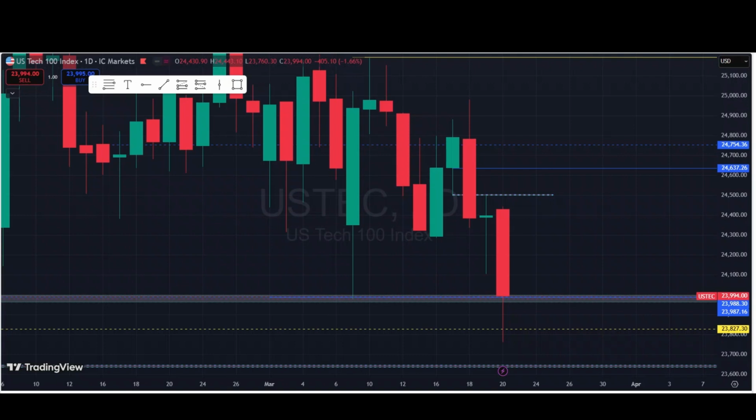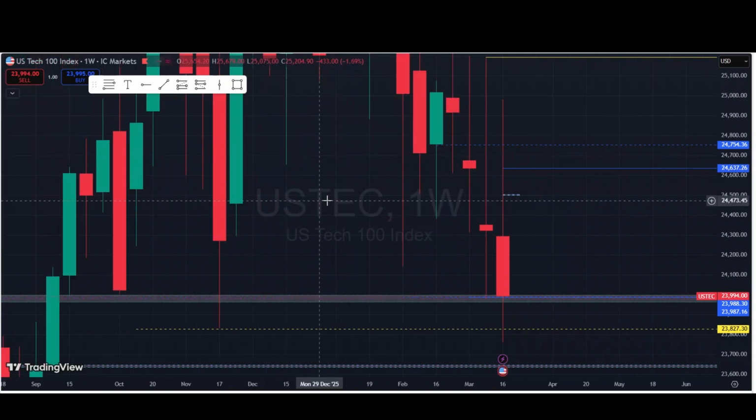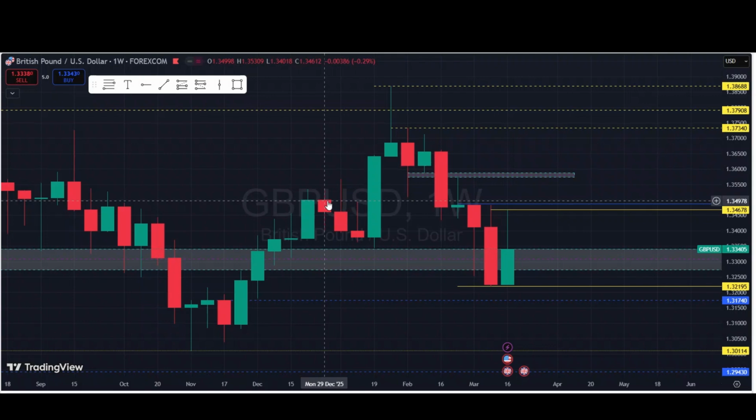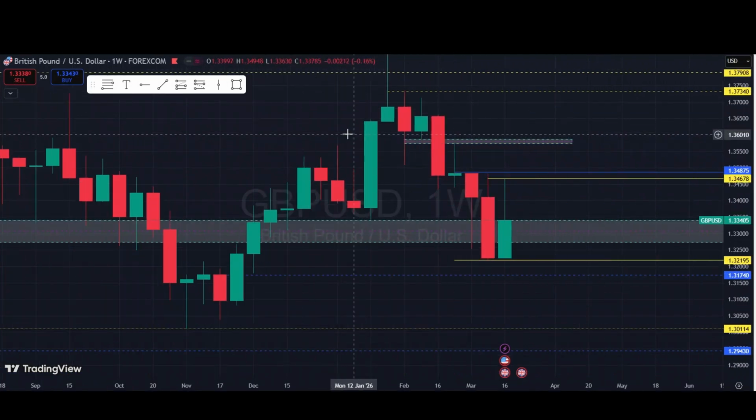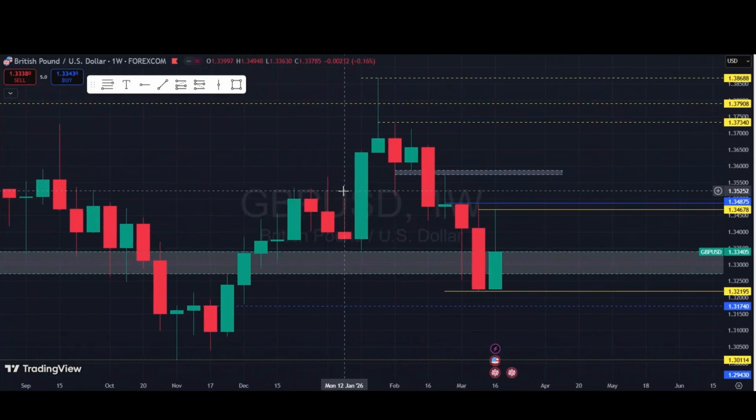The next pair we're going to be looking at will be our British Pound USD. On the British Pound USD, as we can see, we are starting also from the weekly time frame. What is our daily range? Which area are we looking at price to be drawn to? What is our expectation? Our focus will be on this daily range, the 1.37340 level. This can be used also, but let's focus on this. And then the low will be the 1.3219 level.